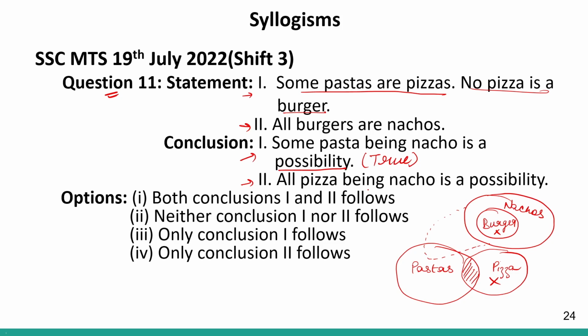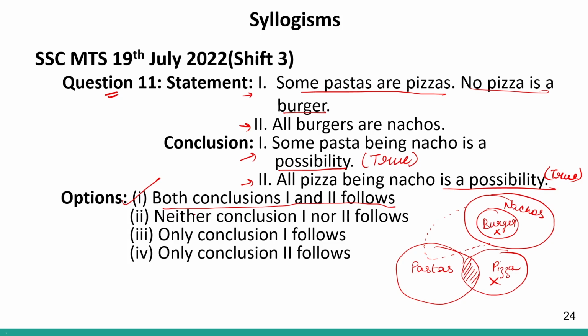Second one says all pizza being nacho is a possibility. So definitely pizza can come inside nachos. There is no restriction. Therefore this will also be true. Pay attention to the word possibility. It should be mentioned that it is a possibility. So this will also be true. Correct? So both my conclusions will be true. So the answer will be both conclusion 1 and 2 follow, option number 1. Option number 1 will be the answer. Both conclusion 1 and 2 are following.